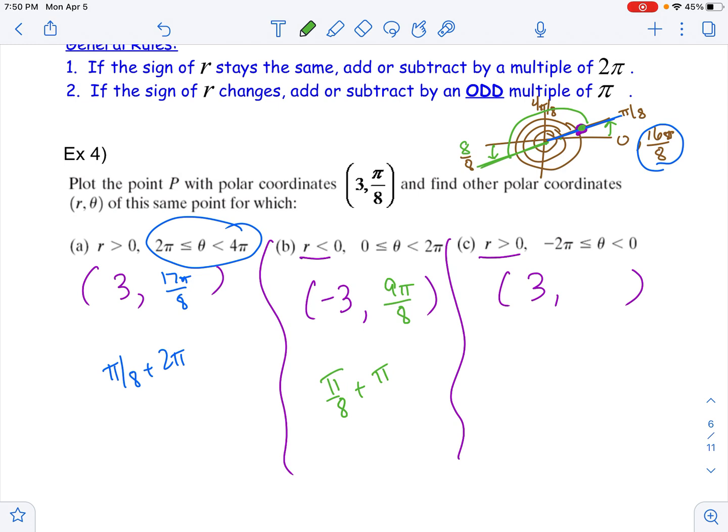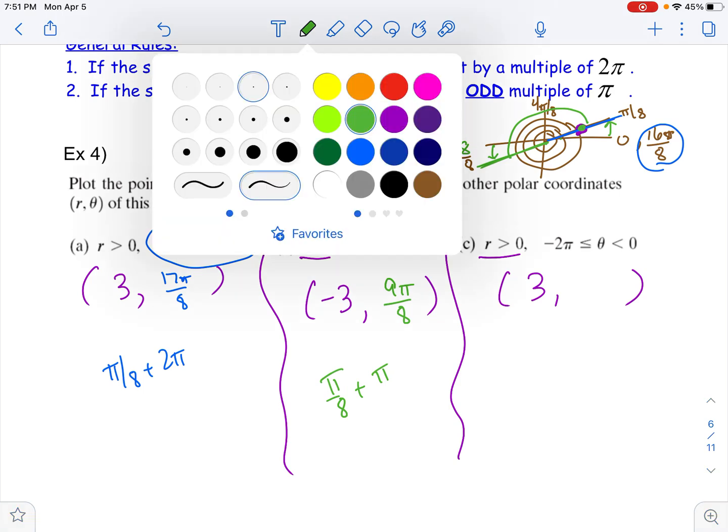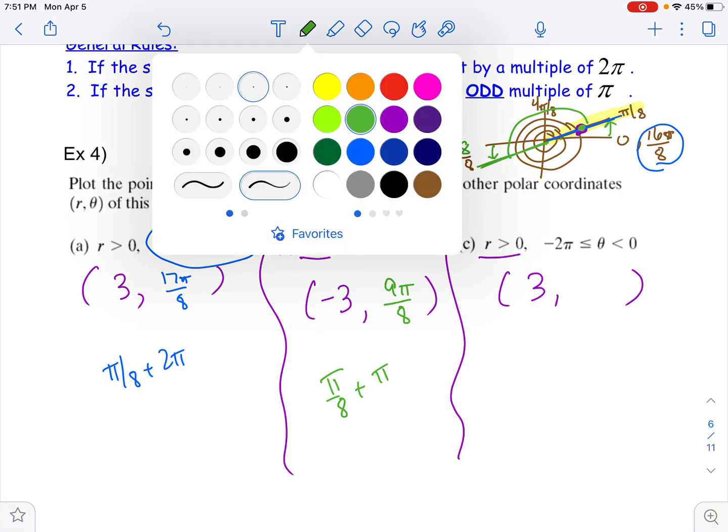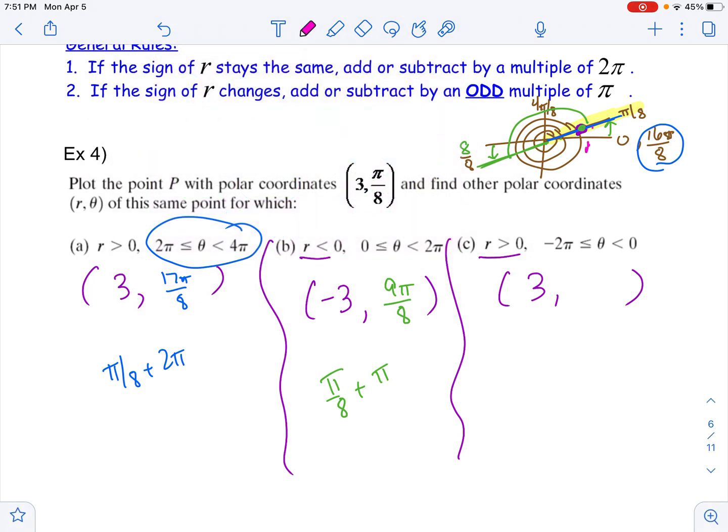All right, the last one, I know that the R value is positive, so that means I need to end up on this ray, on that pi over 8, but I want my angle to be negative. Okay, so that means in order to get there, I have to go a full circle back to get to that angle. So if I take pi over 8 and I subtract 2 pi, that's subtracting 16/8. So that gives me negative 15 pi over 8 as my angle.